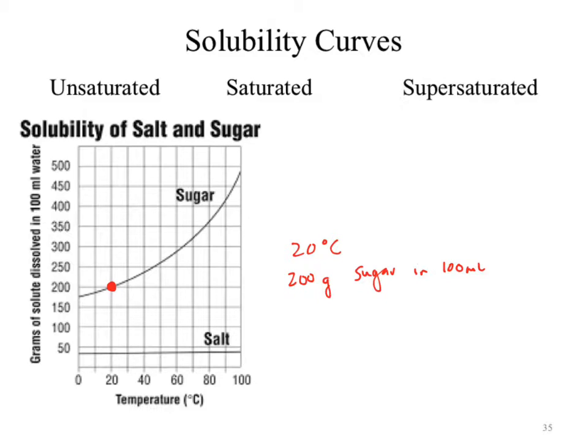Can I dissolve any more sugar at 20 degrees Celsius? No. This point shows the saturation limit. That point is saturated. I can't dissolve any more sugar at that temperature. If I increase the temperature, I could dissolve more sugar. How much more sugar could I dissolve?